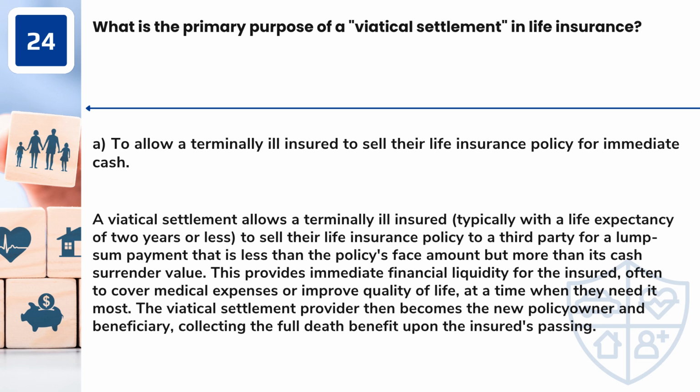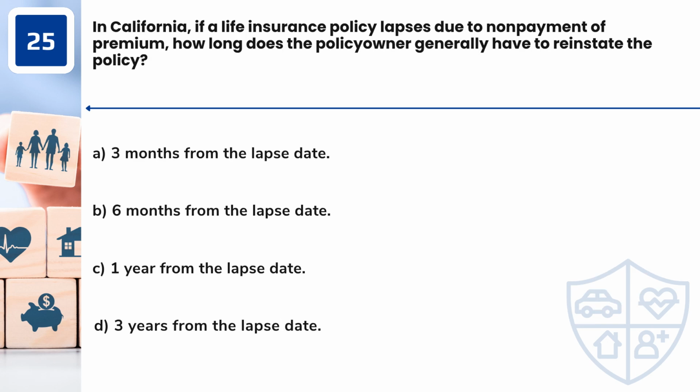Question 25. In California, if a life insurance policy lapses due to non-payment of premium, how long does the policy owner generally have to reinstate the policy? A. 3 months from the lapse date. B. 6 months from the lapse date. C. 1 year from the lapse date. D. 3 years from the lapse date.